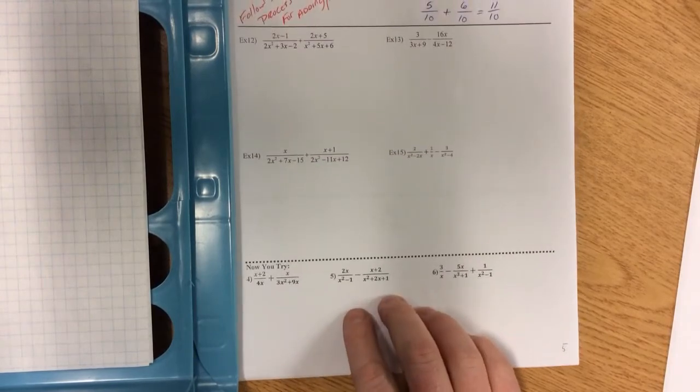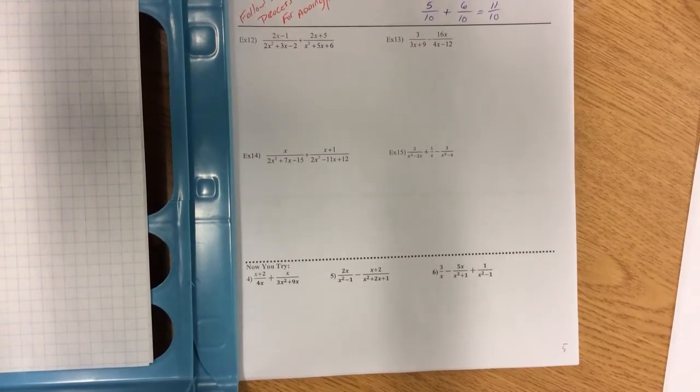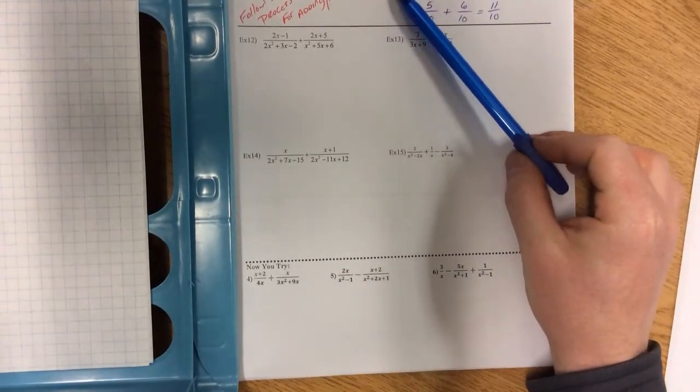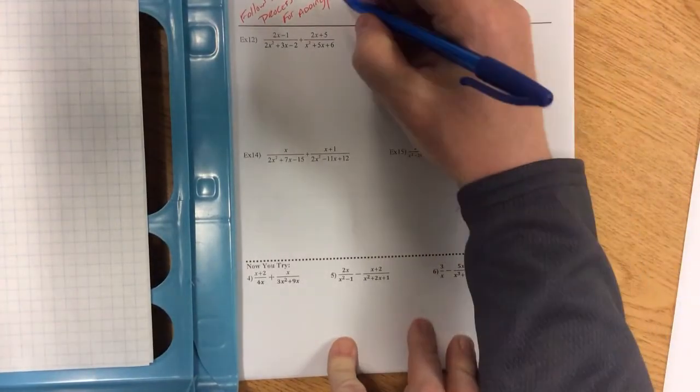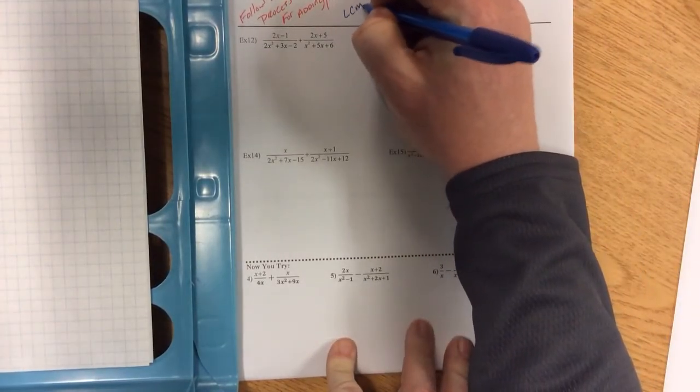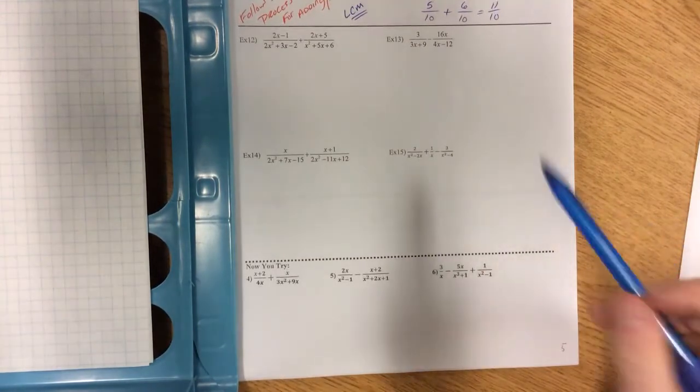Next section. When we add or subtract fractions, you must have a common denominator. If we take a half and we add it to 3 over 5, then we have to have a common denominator, which comes from the least common multiple. So we need to remember that.